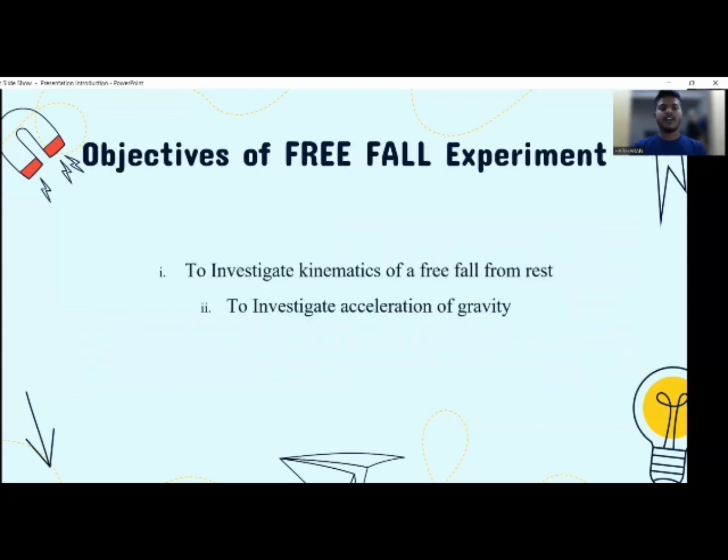So for the objective, the first objective is to investigate kinematics of a free fall from rest, and the second one is to investigate acceleration of gravity.